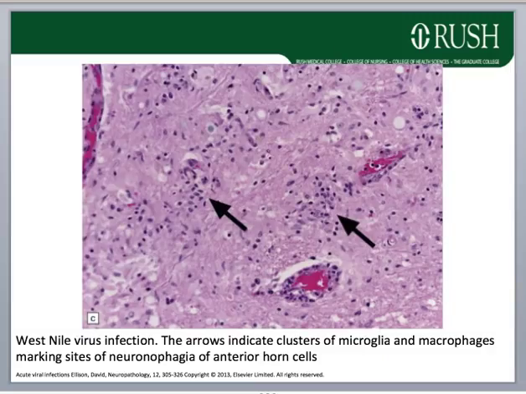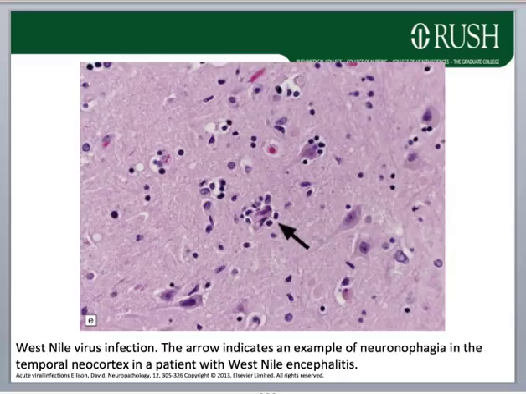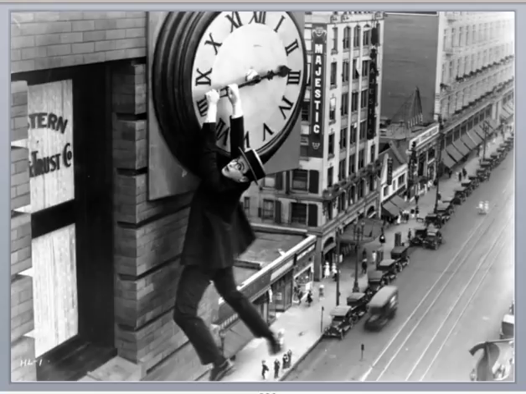Again, there are features that are generally seen in viral encephalitis, including microglia and macrophages marking sites of neuronophagia in anterior horn cells. This image better illustrates neuronophagia in the temporal neocortex in a patient with West Nile virus encephalitis. All right, hang in there for a summary of what our take-home points are for this presentation.